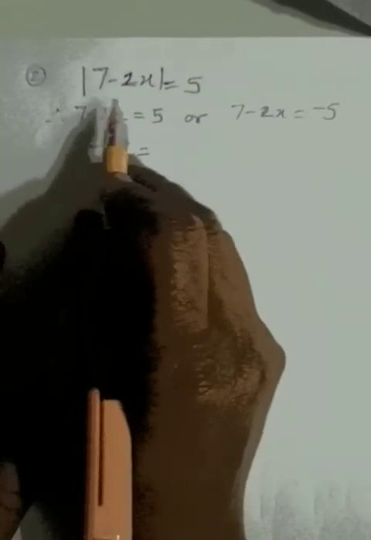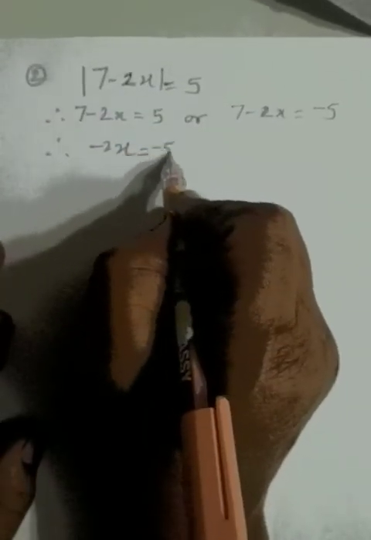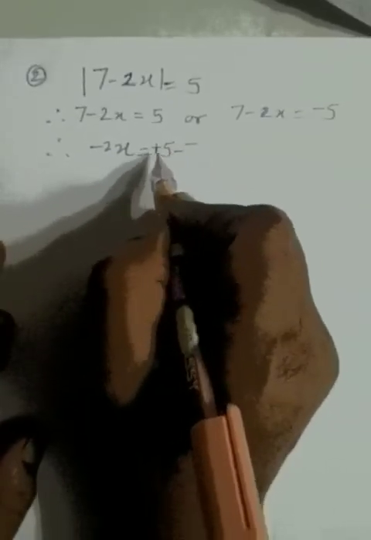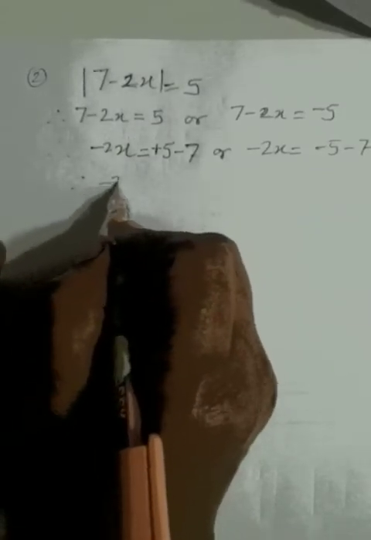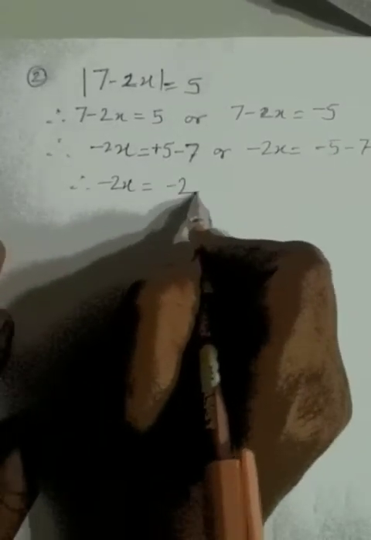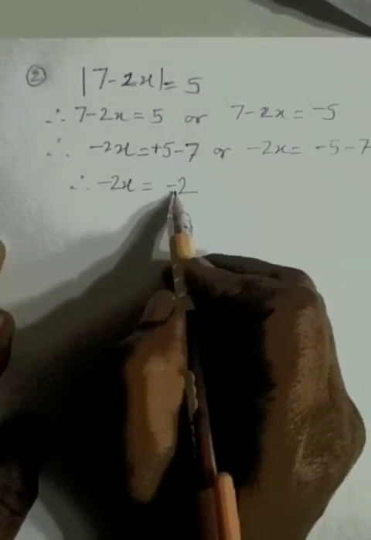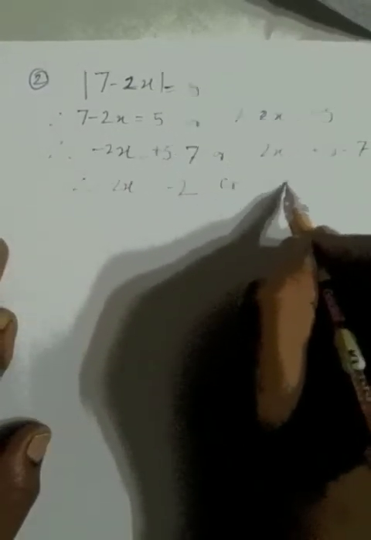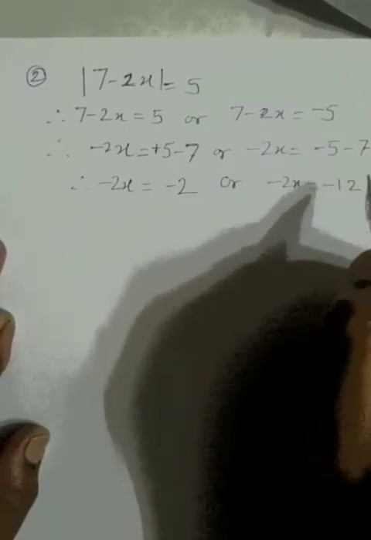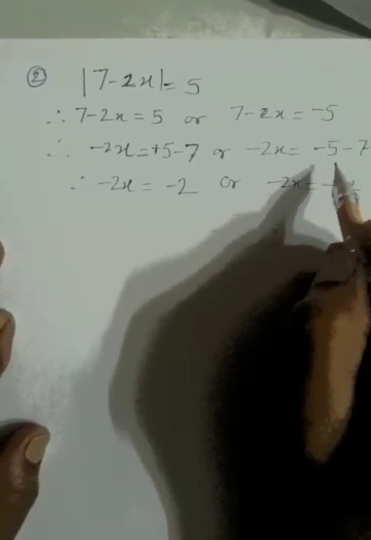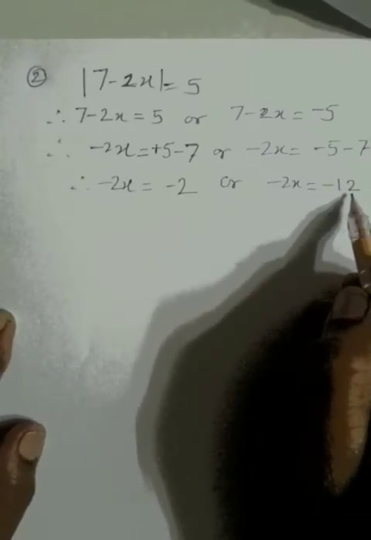Here we obtain minus 2x is equal to 5 minus 7, transferring 7 to the left side it will become minus, or minus 2x is equal to minus 5 minus 7. Again simplifying it, we obtain minus 2x is equal to minus 2, since 5 minus 7 means minus 2, or minus 2x is equal to minus 12. 5 and 7 having the same sign, that's why the algebraic addition will be minus 12.